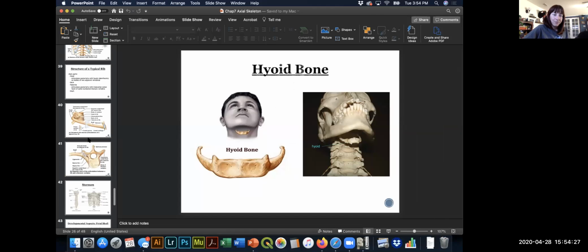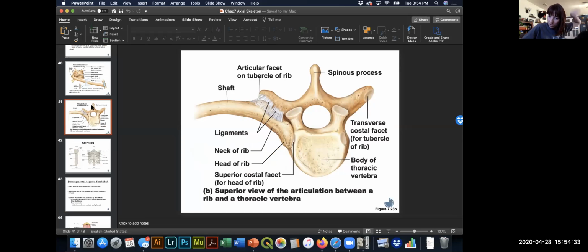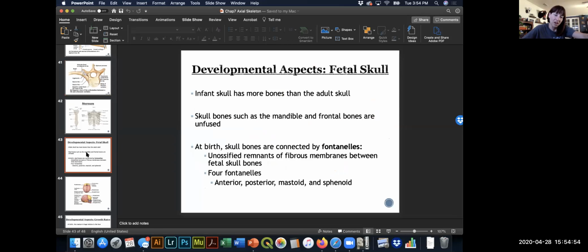I didn't end up telling you whether I wanted you to memorize the names of the facets on the vertebrae. So don't worry about them. They're just where the ribs interact with the thoracic vertebrae specifically, but you don't have to know the names of them.